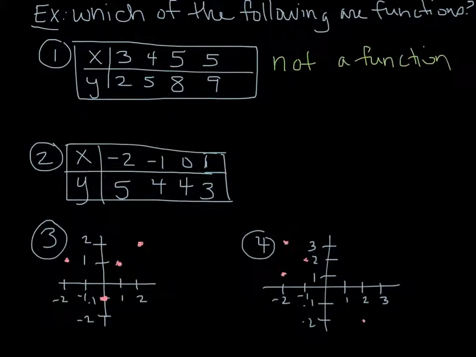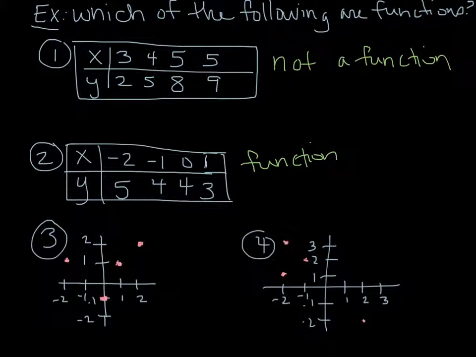For number 2, we have 4 possible x values, -2, -1, 0, and 1. So when x is -2, we have 5, -1, we have 4. 0, we also have 4, but that's actually okay because even though we have the same y value for two different x's, that's fine because each of those two x's has only one y value. 1, we have 3, so actually this one is a function because every x value has only one corresponding y value with it.